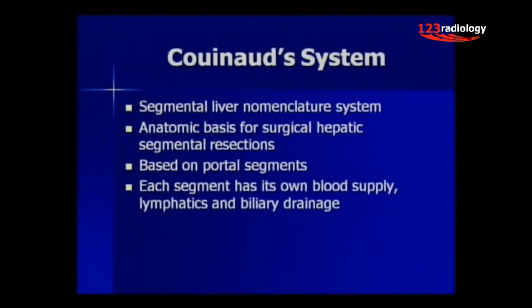And importantly, each segment has its own blood supply, including the hepatic artery, hepatic veins and portal veins, lymphatics, and biliary drainage. And within each of these Couinaud's segments, there'll be a portal vein or portal vein branches centrally, bordered by hepatic veins. And so that's one of the importances of reviewing the hepatic vein, portal vein anatomy.